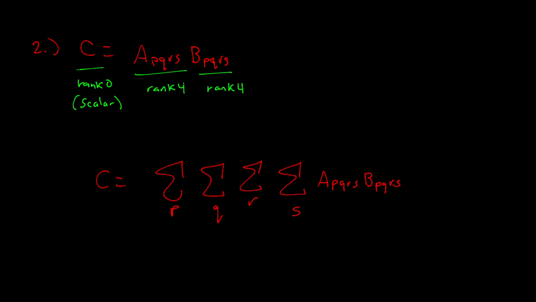For the second one, C is a rank 0 tensor, or if you recall, rank 0 tensors are just scalars, and Apqrs is a rank 4 tensor, and Bpqrs is also a rank 4 tensor. And to write it out explicitly, it'll just be C equals sum over p, sum over q, sum over r, sum over s of Apqrs times Bpqrs.